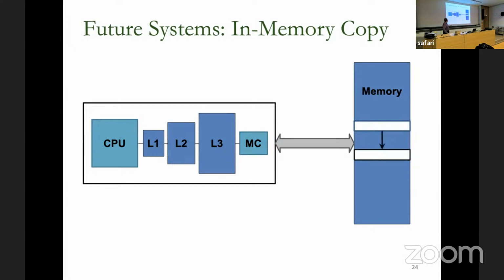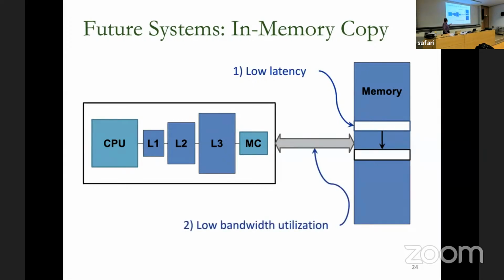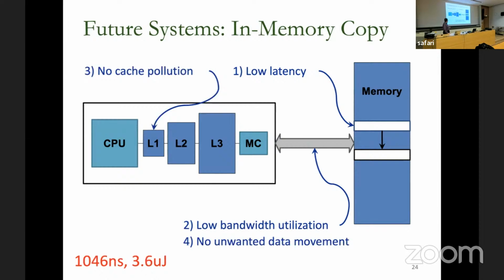The way that we design it is just copying one memory row to another row by providing support inside the memory. You just need to do 2 consecutive activations in the memory, and that can provide this memory copy. It provides low latency copy as well as low bandwidth utilization. So we are not wasting bandwidth for this copy; we can use this bandwidth for something more necessary. We also have no cache pollution, because we don't pollute the cache for data copy, and there are no unwanted data movements.